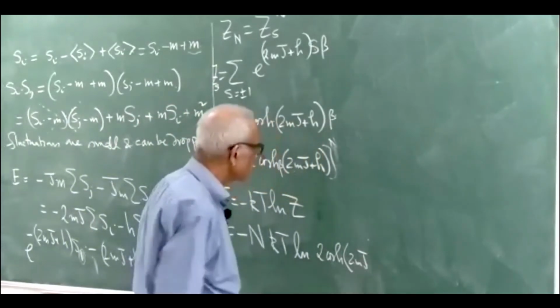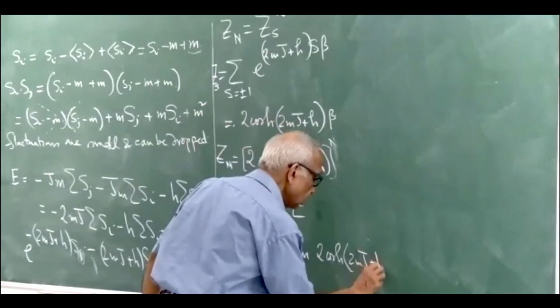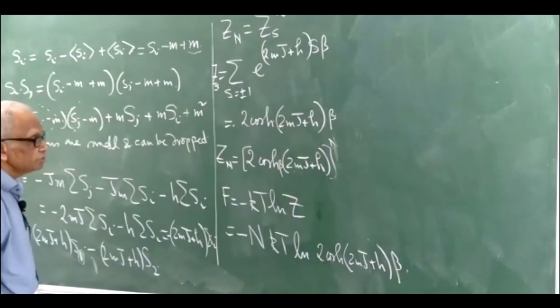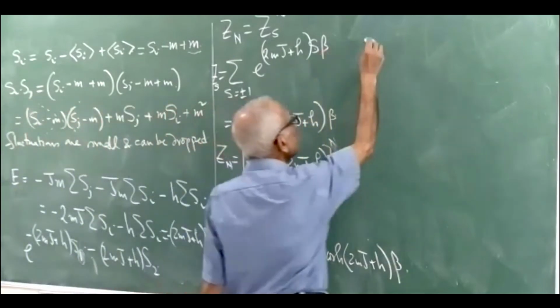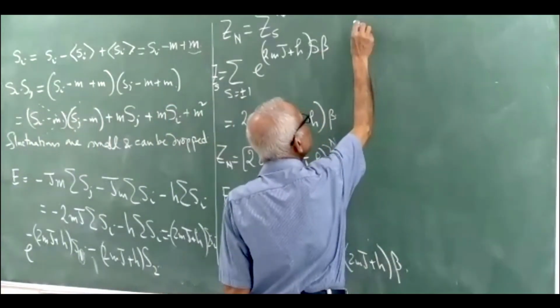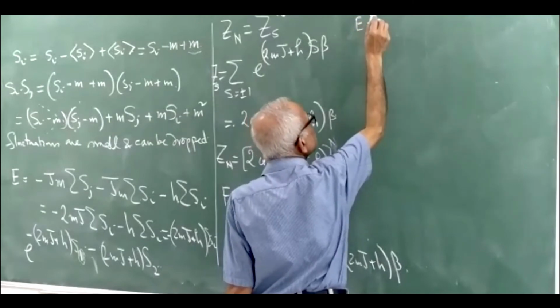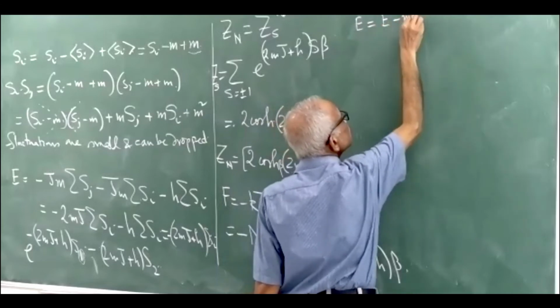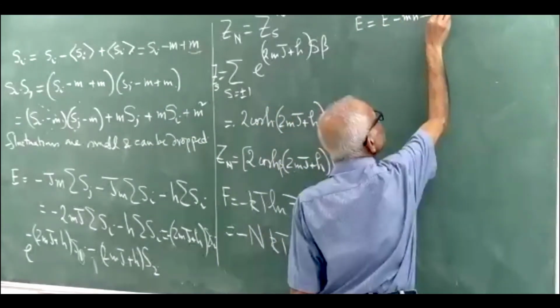But 2mJ plus h times beta. So that's the free energy. So now what is this free energy? It is in the presence of a magnetic field. So it is E minus mh minus TS.